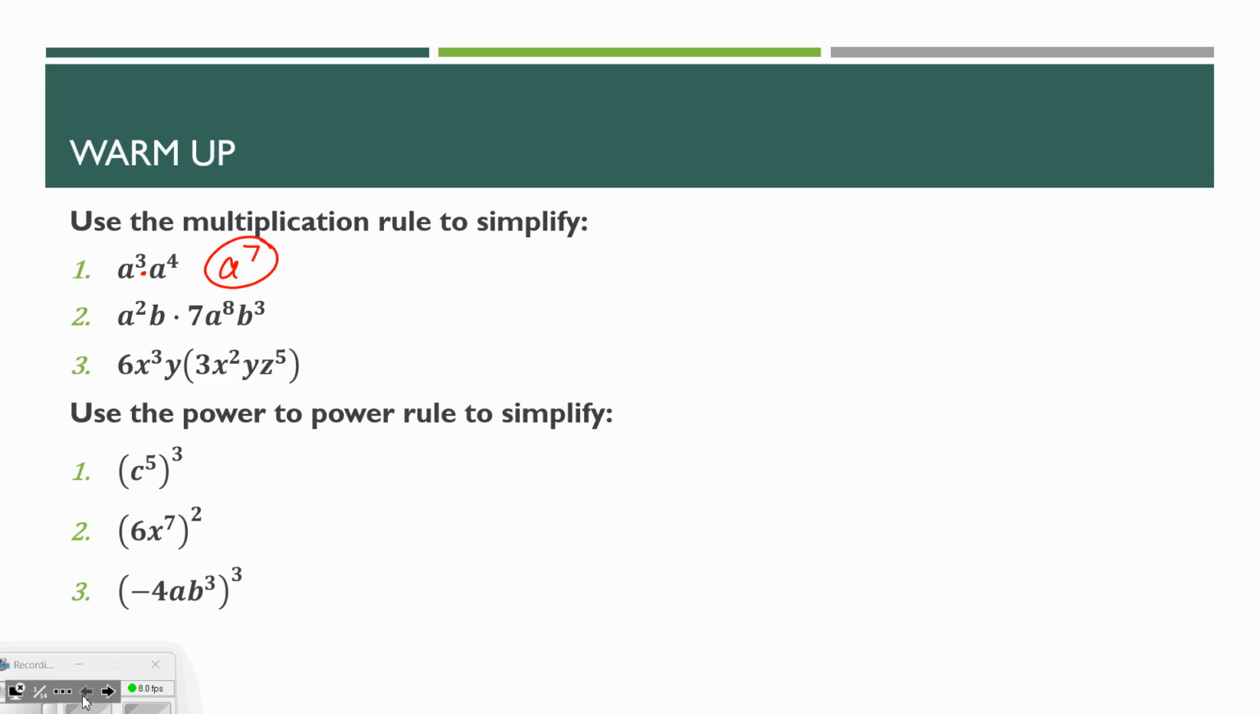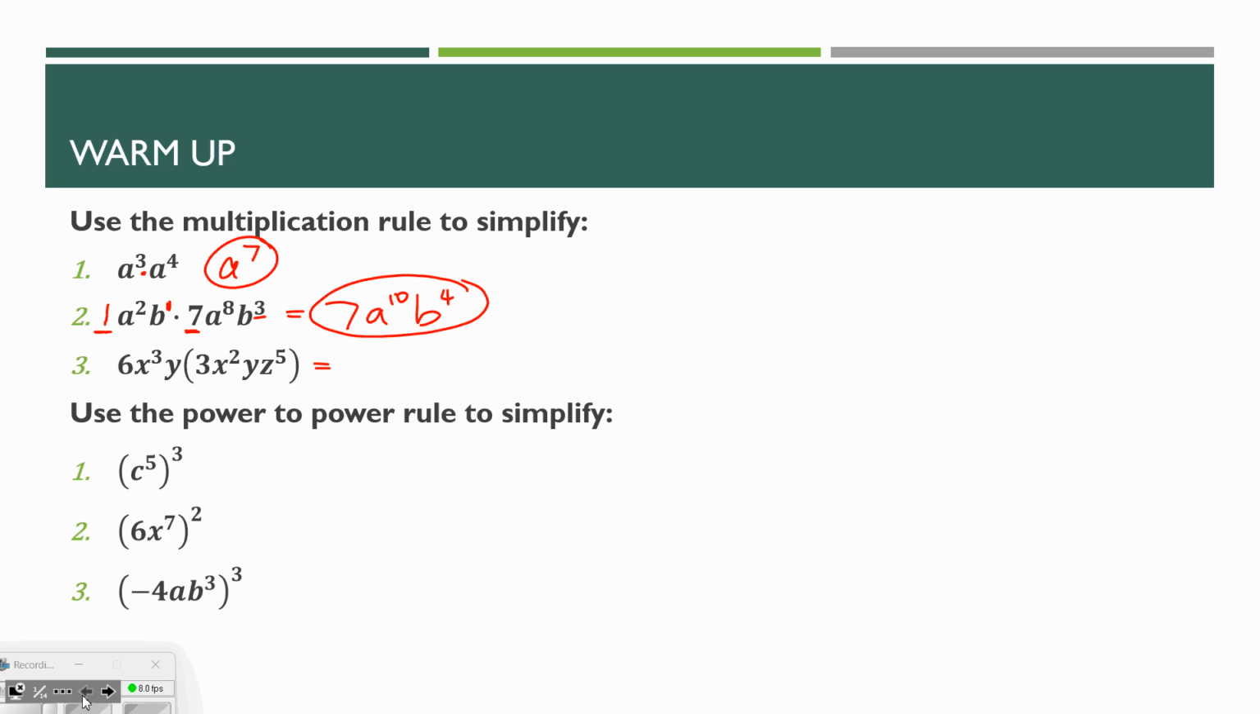So number 2, I also have this coefficient, so I'm also going to multiply the coefficients. There's an invisible 1 here. So I'm multiplying 1 times 7, which is 7. And then if I multiply a squared times a to the 8th, I have 10 total a's, because 2 plus 8 is 10. And then b's, I have 3 b's here, but then I also have 1 b here. So remember, just because there's not an exponent, there's an invisible 1 there, right? So I have 4 total b's, or in other words, b to the 4th.